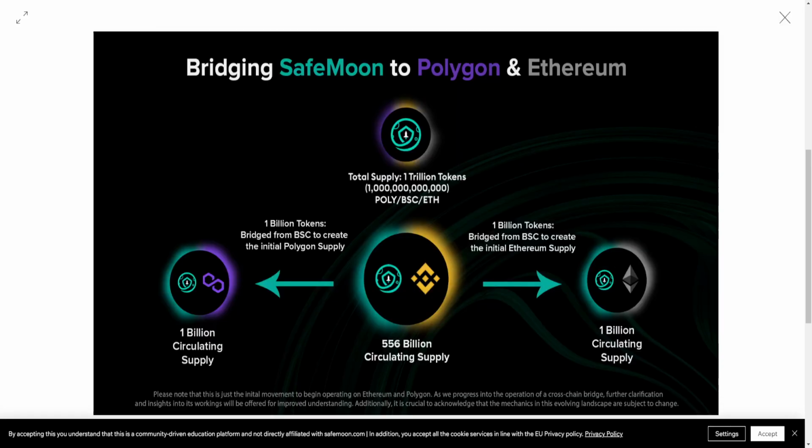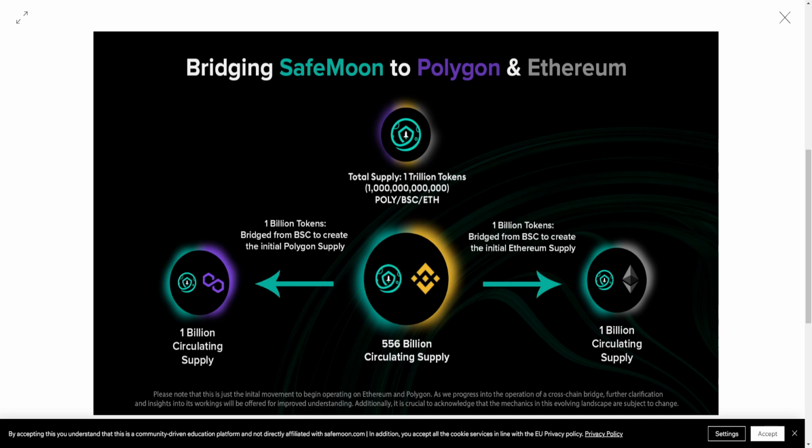Here's the graphic that was being shown on the page here. And as you can see down there in the center, the Binance Smart Chain, and it divvies it up. So you got 1 billion circulating supply, 1 billion circulating supply, the tokens bridge from BSC to create the initial Polygon supply, and the same thing for that of the Ethereum side.